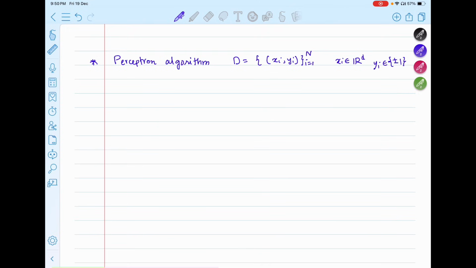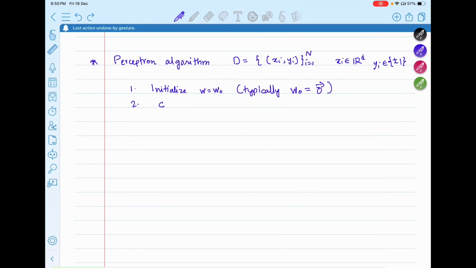Now the first step of the algorithm is where you initialize the weight vector W. Typically, the weight vector is initialized to the 0 vector. So typically W0 is chosen to be the 0 vector, but not always, okay? Not always. What do you do next? You maintain some kind of a counter. So let me call the counter C. The initial value of the counter is just set to 1.